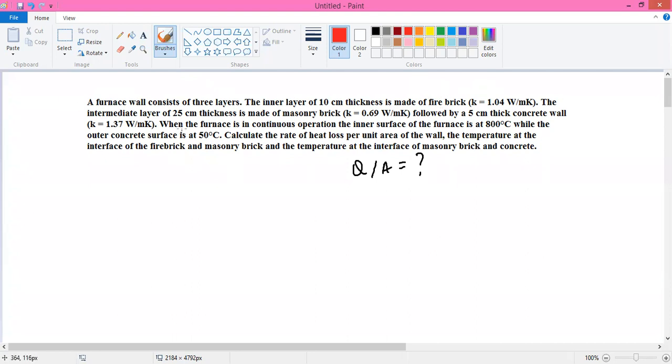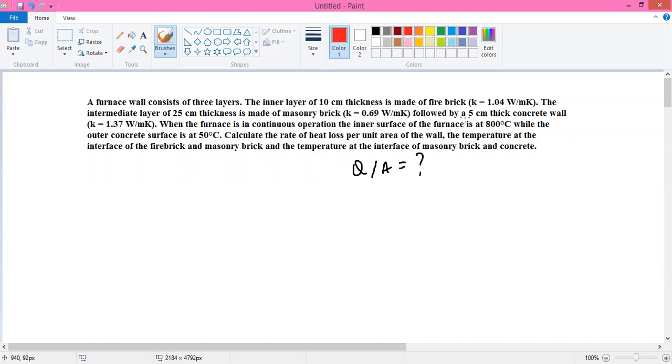The intermediate layer, that is the second element, has a thickness L2 of 25 centimeters. It is a masonry brick, having a thermal conductivity of 0.69. Compared to fire brick, the masonry brick has a lower thermal conductivity because the masonry brick has hollow sections. We have already seen the difference between normal brick and masonry brick. The masonry brick has the hollow section.